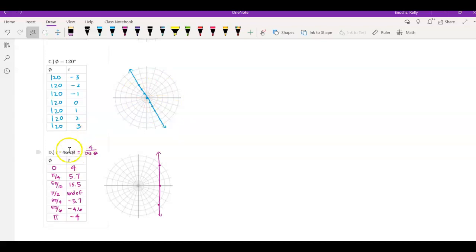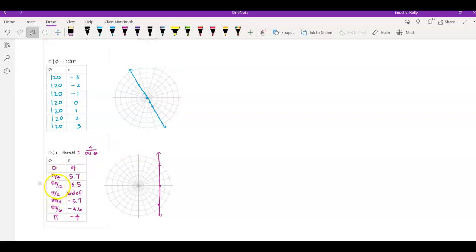All right, last one is for secant theta. Remember, secant is the same thing as 1 over cosine, so really this is 4 over the cosine of theta. Plug all of our theta values in from 0 to pi right in here in the denominator. Again, I'm using my calculator, so 4 divided by the cosine of 0, that's going to be 4 divided by 1, so I'm going to get 4. 4 divided by cosine of pi over 4, 4 divided by cosine of 5 pi over 12, etc., etc.